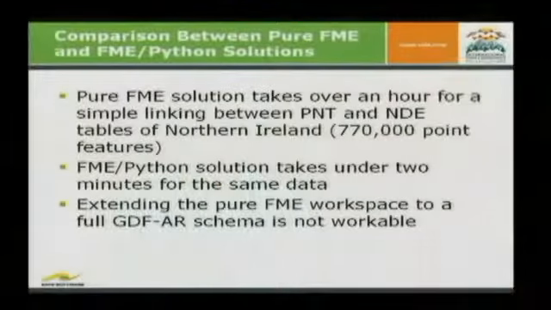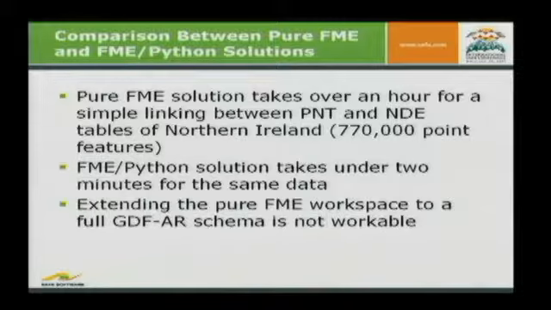Using a pure FME solution on the dataset of Northern Ireland, it took just over an hour to process the point and node records. And using the FME Python combination took under 2 minutes for the same data. Considering that's only 2 tables out of data sets that contain 46 tables in reality, it wouldn't be workable to use pure FME for the whole data set.